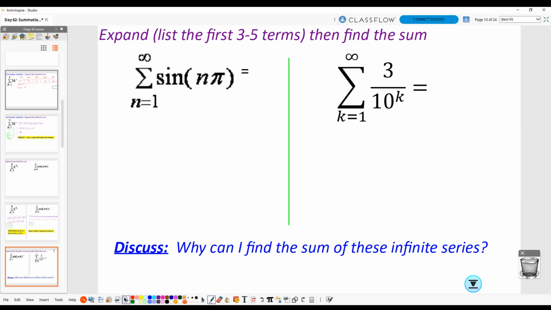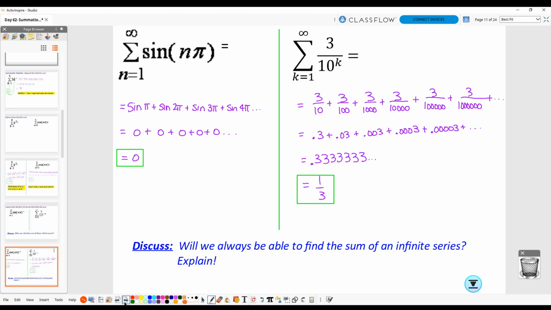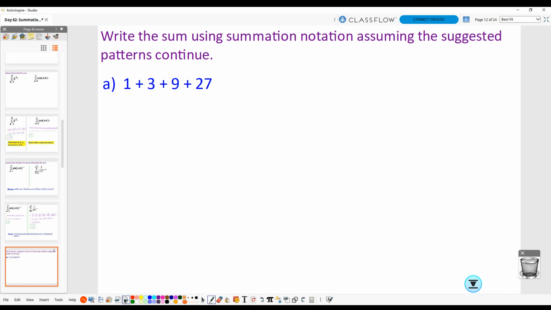These go to infinity. Sometimes we can add things up to infinity and get a single number. So try these and see what you get. First one, every term was 0. Adding 0 over and over again will still get you 0. This one, you guys recognize the pattern of 0.3 repeating is 1/3. Tomorrow we will go over exactly how to find that 1/3 analytically.